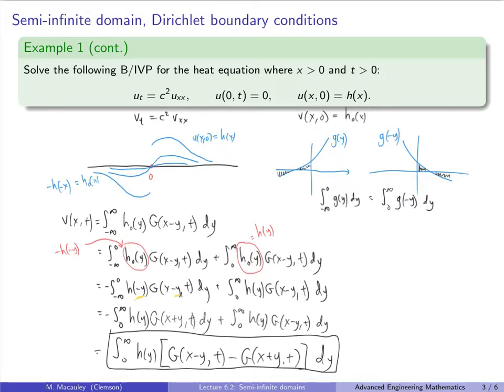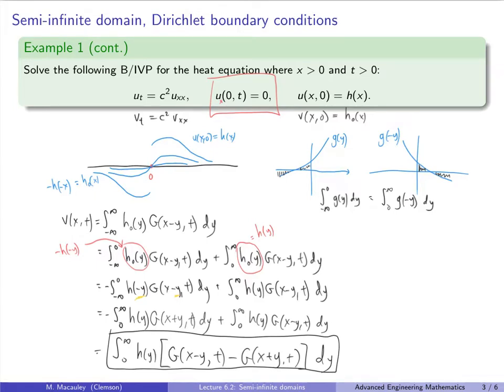Our next example, the next slide, is going to be the same thing, except we have Neumann boundary conditions instead of Dirichlet. So instead of this boundary condition here, the temperature being fixed at 0, we are going to make this u_x(0, t) being 0. So let's think about how that's going to change things.